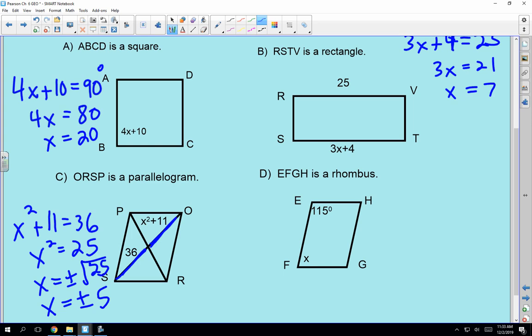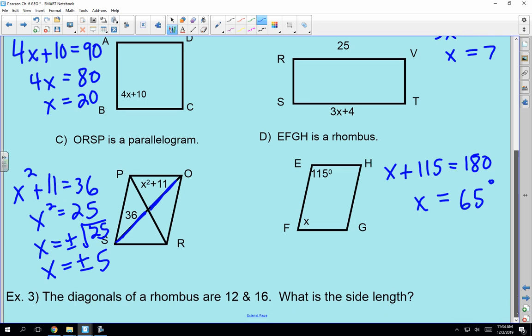All right, and then EFGH is a rhombus. These look like two consecutive angles. So what must be true about the two consecutive angles? They add to 180. Yeah, so x plus 115 equals 180. Subtract 115, x equals 65. This is something we've done before. It's just setting things equal to 90 or 180 or to each other.